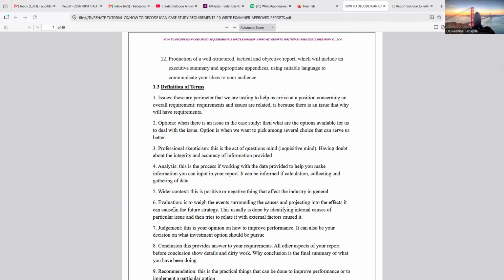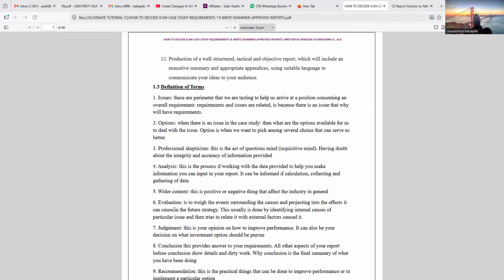Then the wider context. This is positive or negative things that affect the industry in general. When you're talking about the wider context, it could be positive, it could be negative, things that affect the industry in general. I have explained in the first video that when you have, for example, the cement industry, you have Dangote, BUA, Lafarge, and so on. Common things are happening to all of them. If they make cement, all of them make cement. You understand? So these are the wider context, things that are common to all of them. It could be negative, it could be positive. But when it's not common to all of them, it's no longer a wider context.